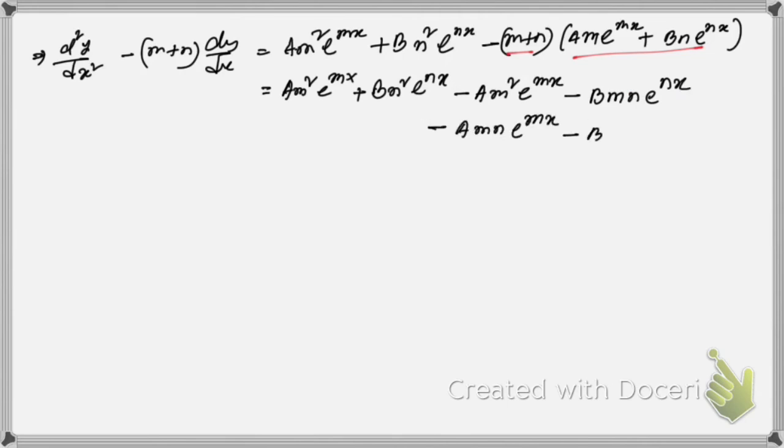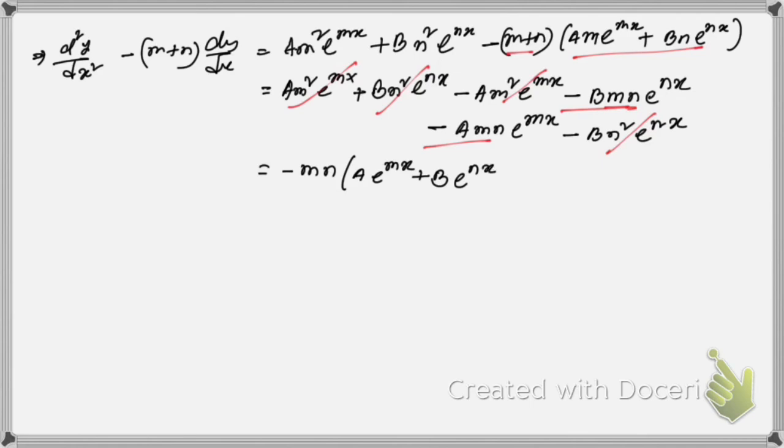Okay, let me multiply. I hope you can do the multiplication part, so I am not explaining the multiplication in detail. So cancel the terms which can be cancelled. After cancelling the terms, taking mn common, we have got minus mn within bracket a e to the power mx plus b e to the power nx.